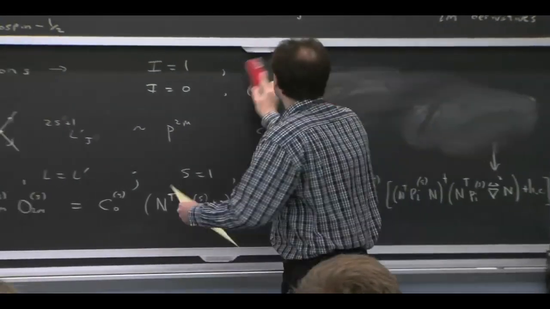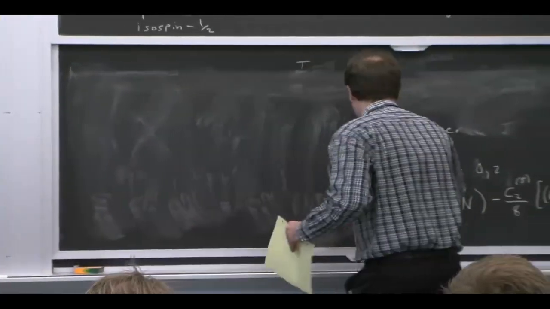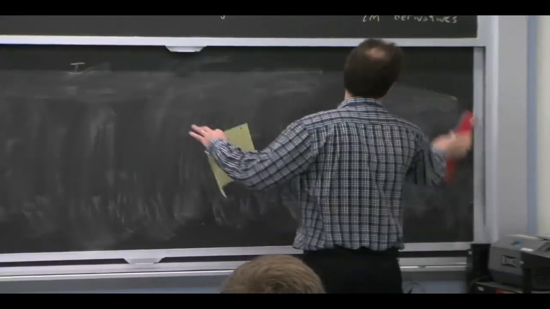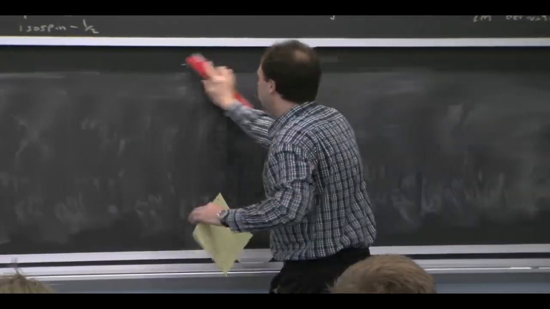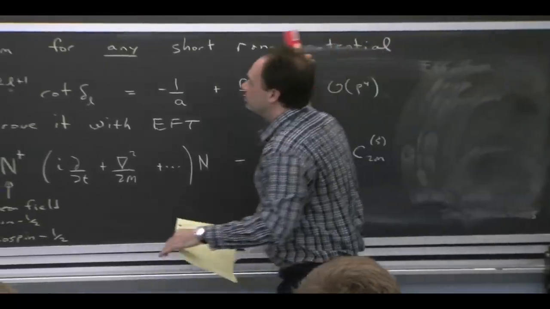OK, so we have to keep p squared over 2m. Just knowing a little quantum mechanics, we know that that's true. Or running into this pinch singularity, we see that trying to do something different than that leads to problems.